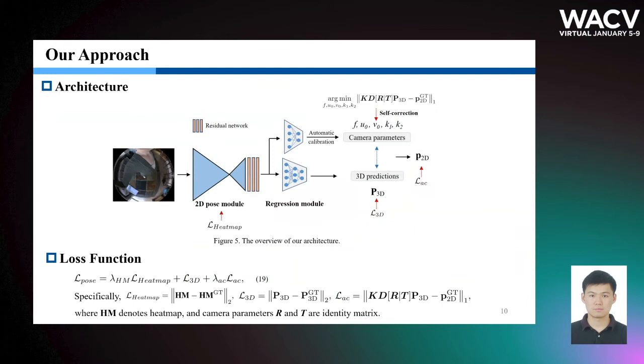Figure 5 shows the overview of our architecture. We first use a 2D pose module to detect 2D pose with heat map representations. Then we have 2 branches. The first branch is an automatic calibration module to predict camera parameters, while the second branch is to estimate 3D pose. Finally, we project the 3D pose to 2D pose using the estimated camera parameters. Equation 19 is the overall loss function, including heat map loss, 3D pose loss, and 2D projection loss.